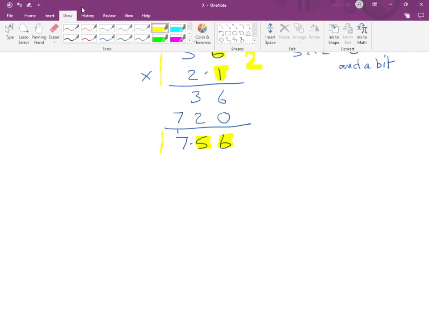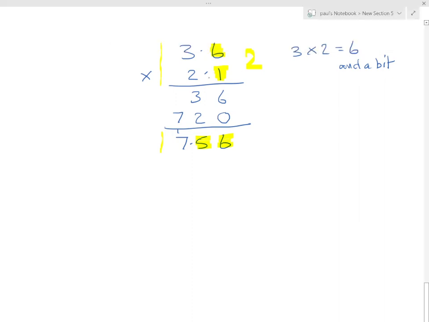Now, with multiplication, you don't have to get things in line. You can do 3.64 times 1.5. It doesn't matter where the decimal points go. So you just go 5 times 4 is 20. 5 times 6 is 30, plus the 2 is 32, and 5 times 3 is 15, plus the 3 is 18.